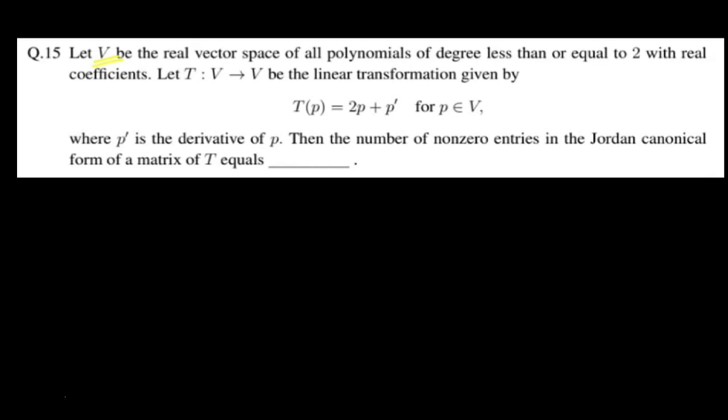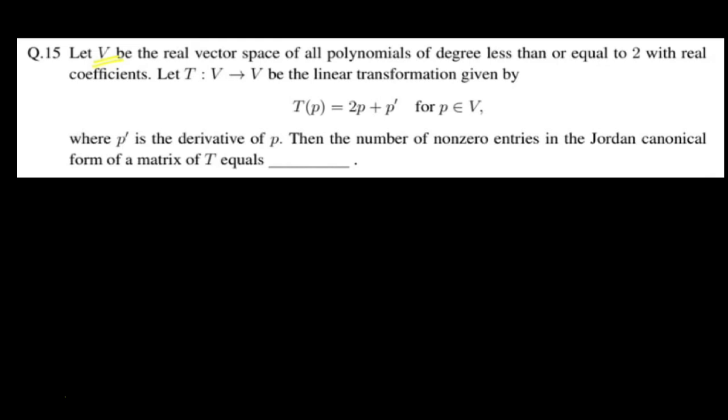Let V be the real vector space of all polynomials of degree less than or equal to 2 with real coefficients. In this question it is given that polynomials have degree less than or equal to 2. Let T from V to V be a linear transformation given by Tp equal to 2p plus p dash for p belonging to V, where p dash is the derivative of p. Derivative means differentiation of p.